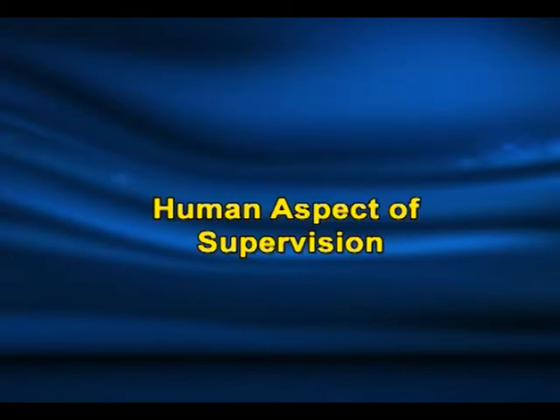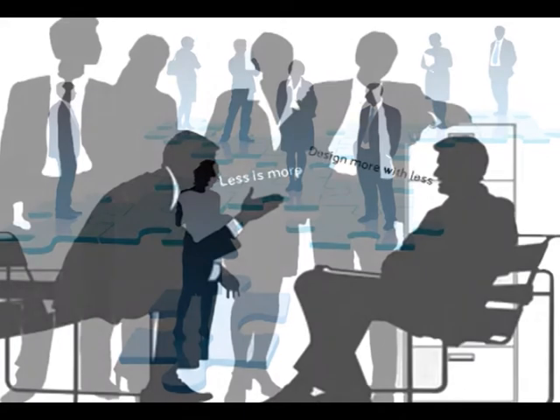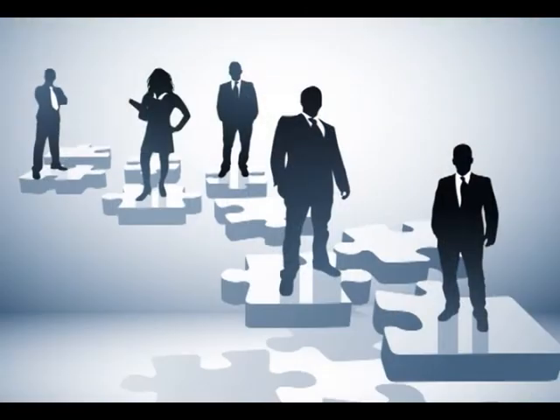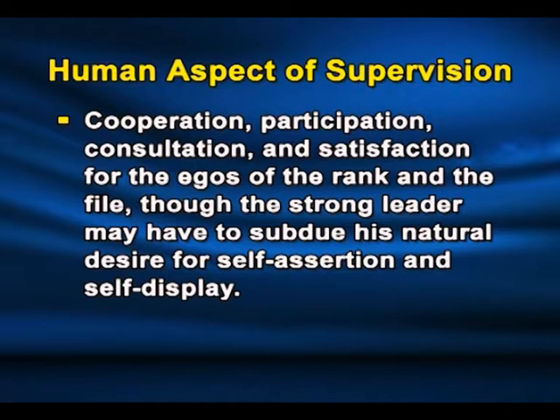Now, human aspects of supervision. The quality which is perhaps most necessary is the human relation aspect of supervision. The success of a supervisor more often than not depends on his personal relation with employees. Taken as individuals, it has been rightly said that the pattern of leadership desirable in supervisory position is based upon behavior that emphasizes cooperation, participation, consultation and satisfaction for the egos of the rank and file. The strong leader may have to subdue his natural desire for self-assertion and self-display.